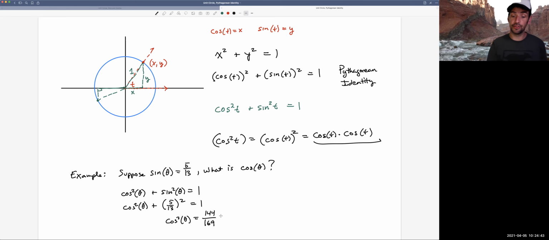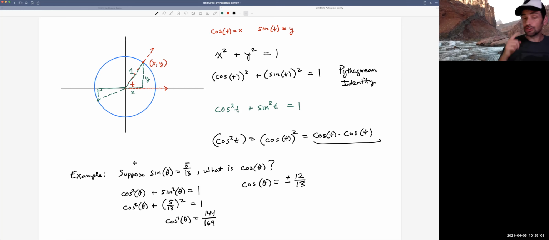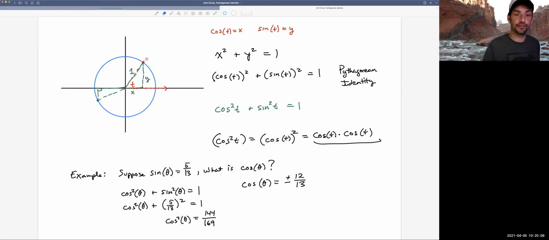Okay. So finally, we would take the square root of both sides. Cosine squared theta equals this, take the square root, we get cosine of theta is equal to, well, the square root of this is 12/13, but so is it negative 12/13, right? So there's two possibilities. So as stated, this question doesn't have a unique answer. There are different possible answers, and let's just quickly see why to finish up.